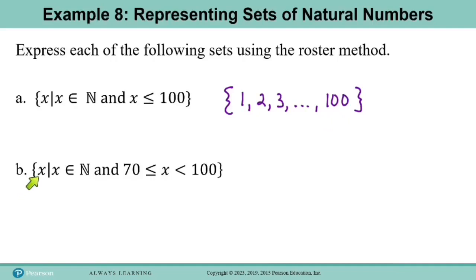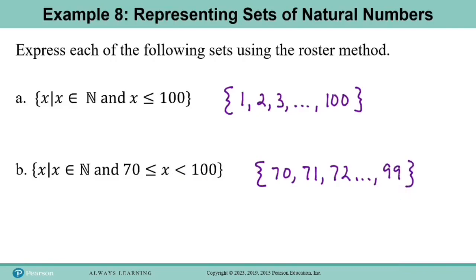And for part B, we have the set of all elements X such that X is an element of the natural numbers, and 70 is less than or equal to X is less than 100. So X is stuck between 70 and 100, or in other words, all of the elements of our set are between 70 and 100, but one of our elements can be 70 because of this or equal to bar. So we'll say that the set includes 70, 71, 72, and so on, all the way up to, not 100, because notice that the set does not include 100, but 99 would be the biggest natural number that is less than 100, and then we would close our set.